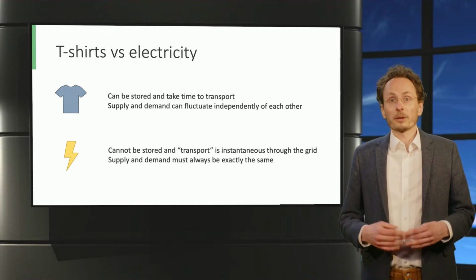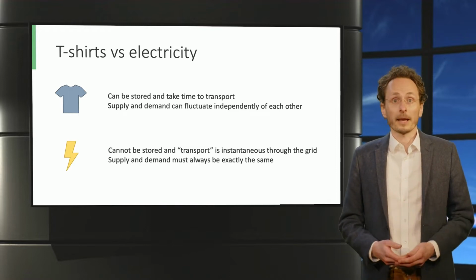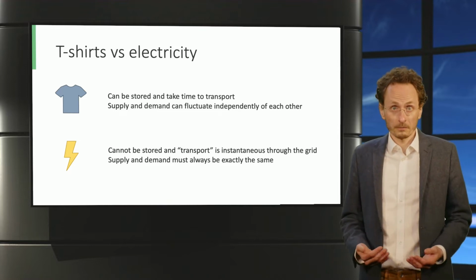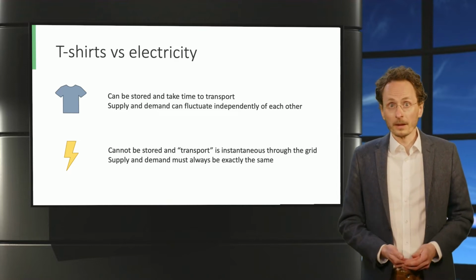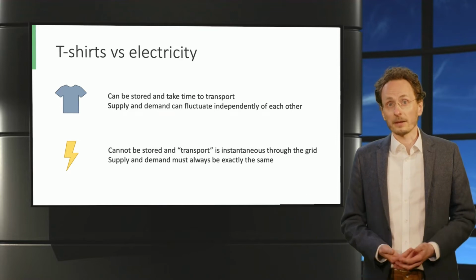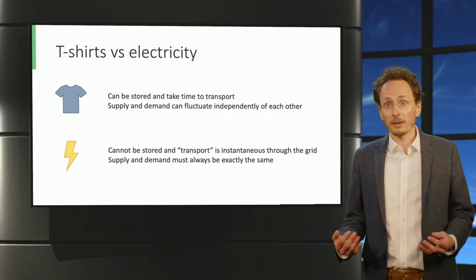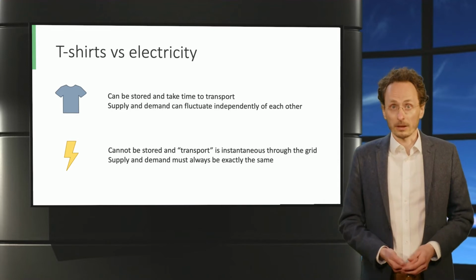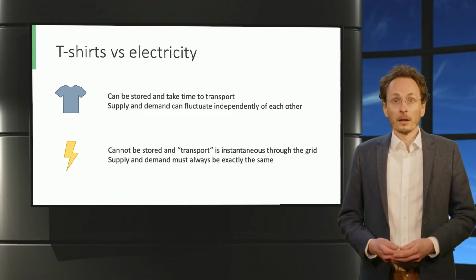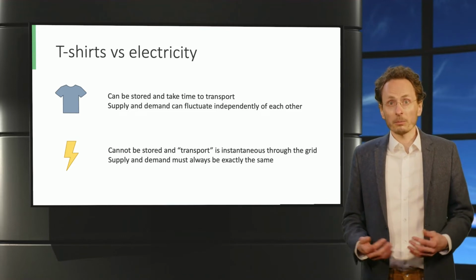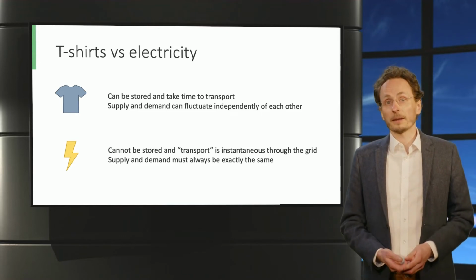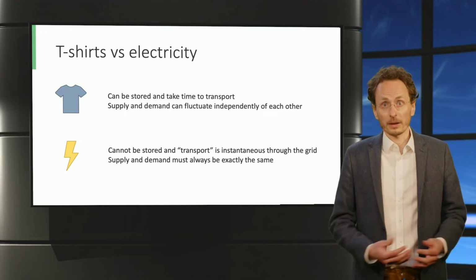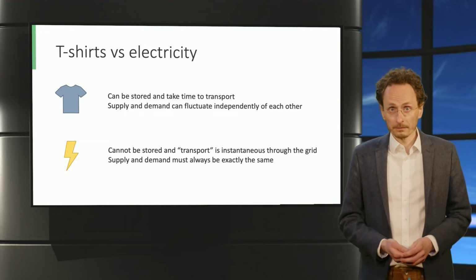But not so with electricity. It cannot be stored, only consumed or converted into other forms of energy, like chemical energy in a battery. It is transported instantaneously. Supply and demand must always be exactly the same between everything connected to a given grid. So with electricity, it is critically important to consider the whole system of power plants connected together in a grid, as well as all the sources of electricity demand on that grid.